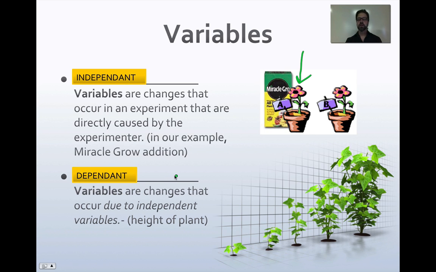So, what are we looking for? What was our hypothesis all about? Well, it was about that plants would grow taller when given Miracle-Gro. So, what depends on the Miracle-Gro? The height of the plant at the end of our experiment. So, what we're looking at here is how tall do these plants get? That is our dependent variable in our experiment.